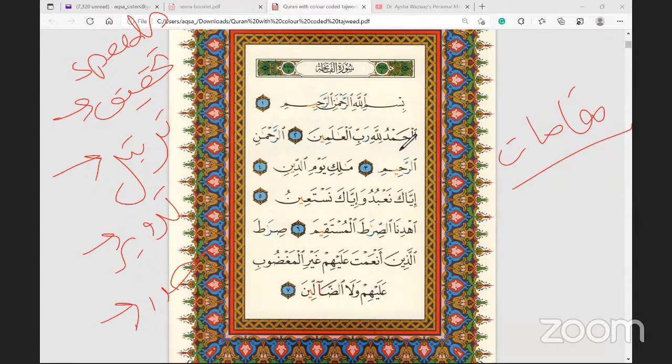So which is the preferred? Are they all permissible? They're all permissible to read. The preferred one is really tartil. Hadr is usually used by those trying to memorize the Quran because they don't have time. They need to memorize it, and they will use that hadr in order to memorize it, and of course review it as fast as possible.